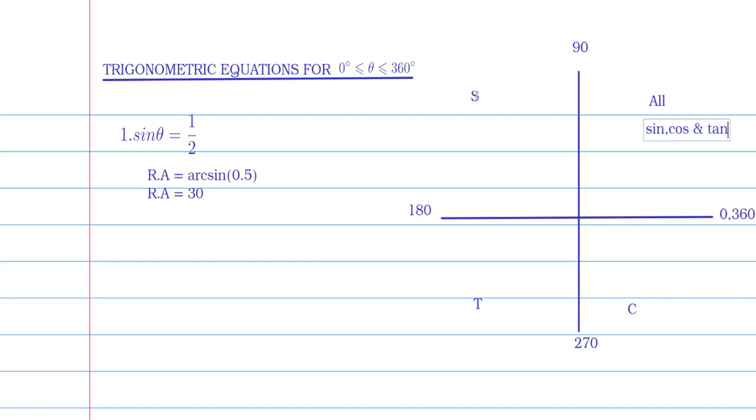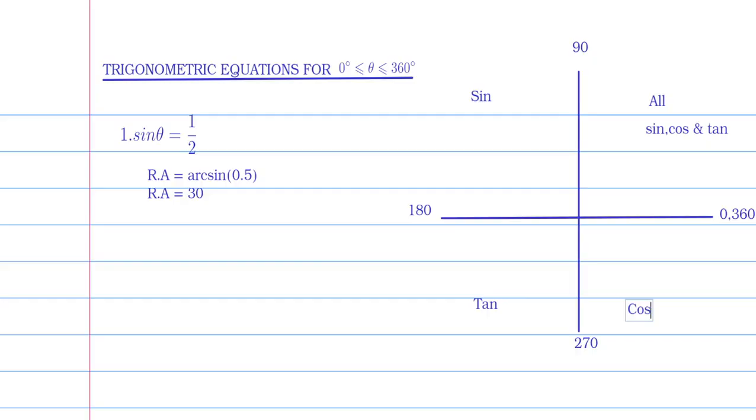Now, coming to the second quadrant, it's only sine that is positive, but tan and cosine are negative in the second quadrant. And then in the third quadrant, it's only the tangent that is positive. Cos and sine are both negative. Similarly, in the fourth quadrant, it's only the cosine that is positive.